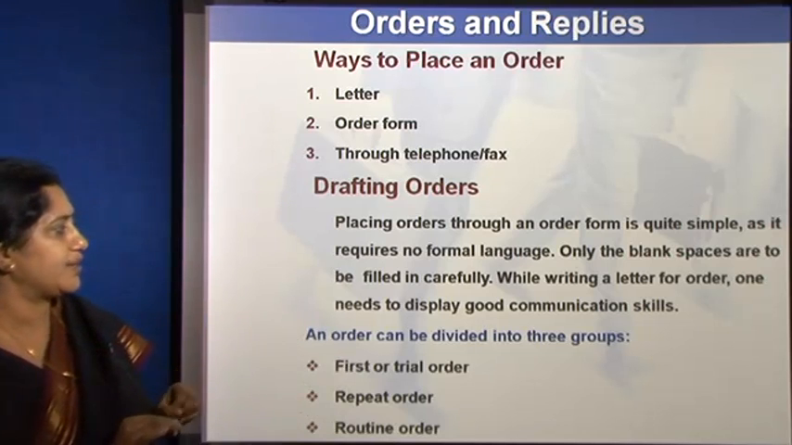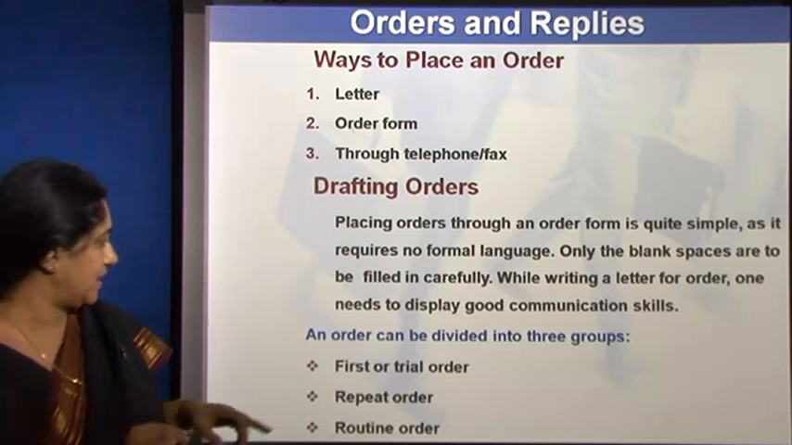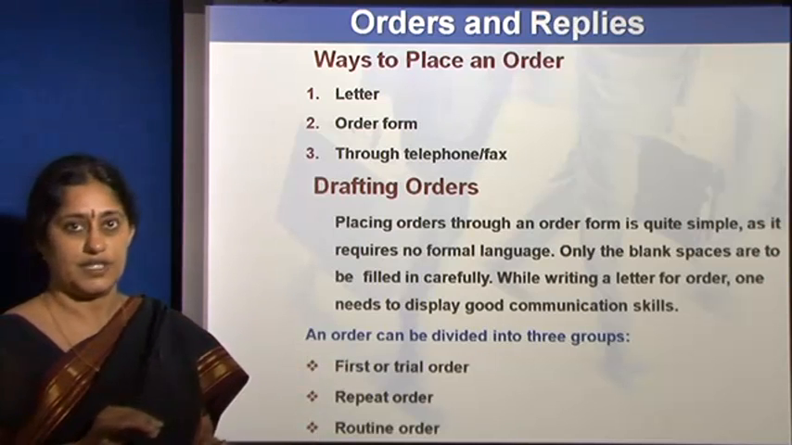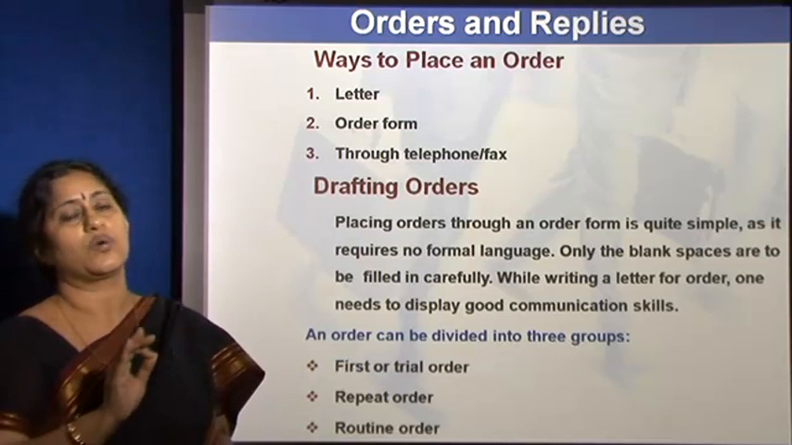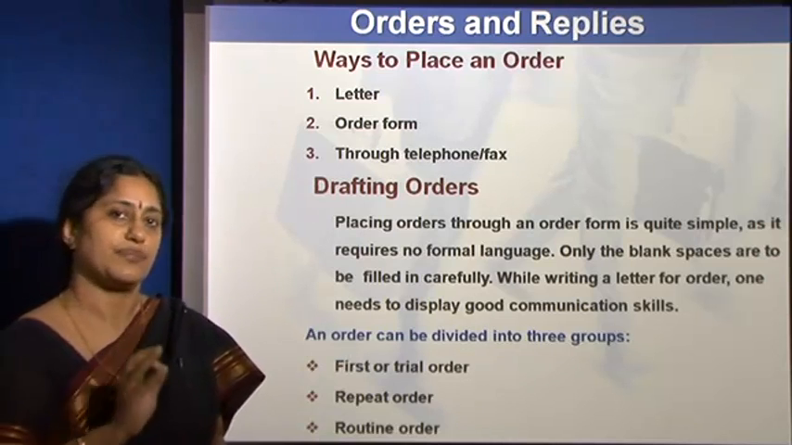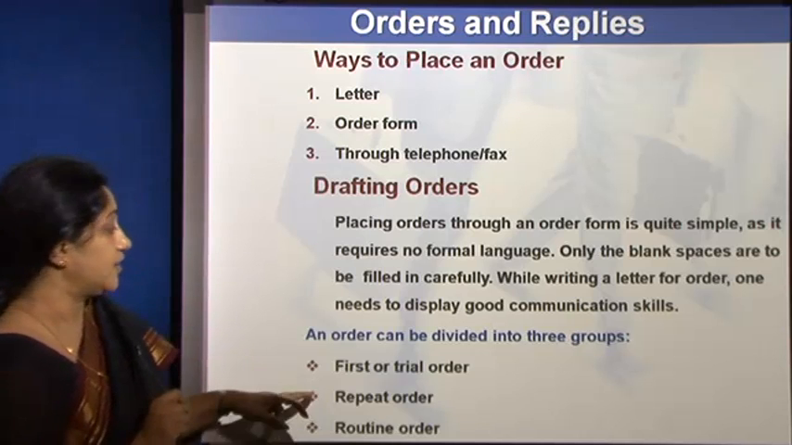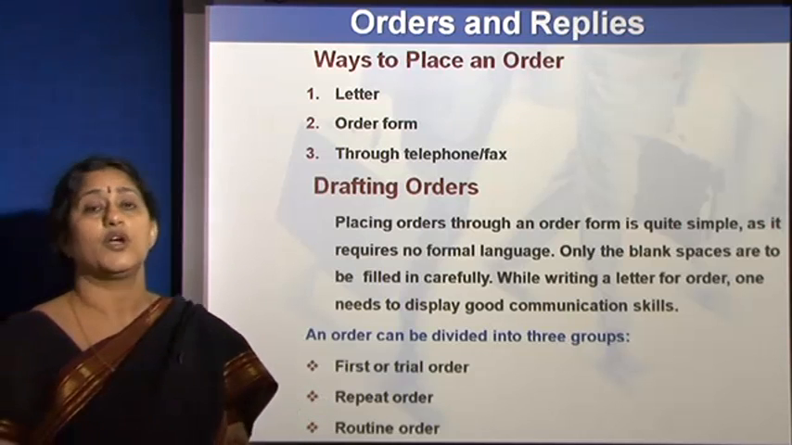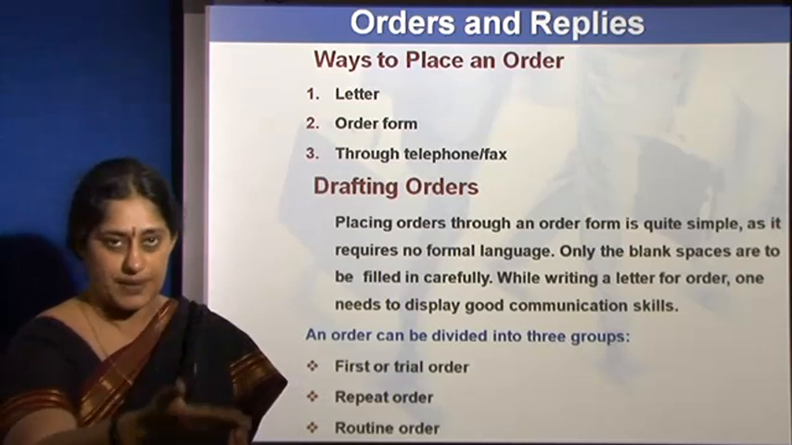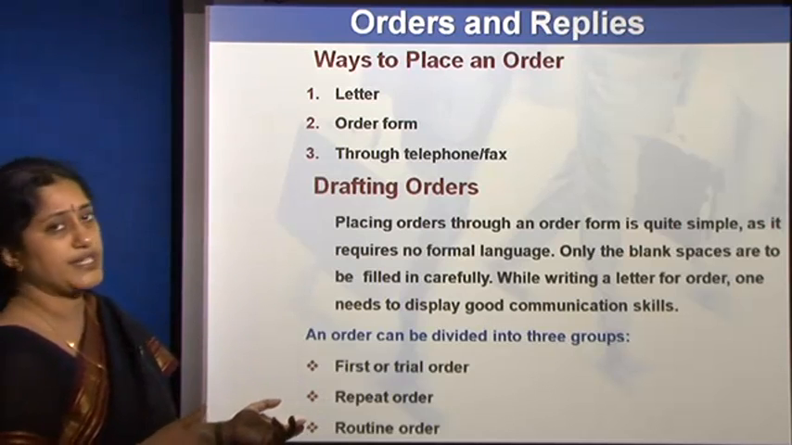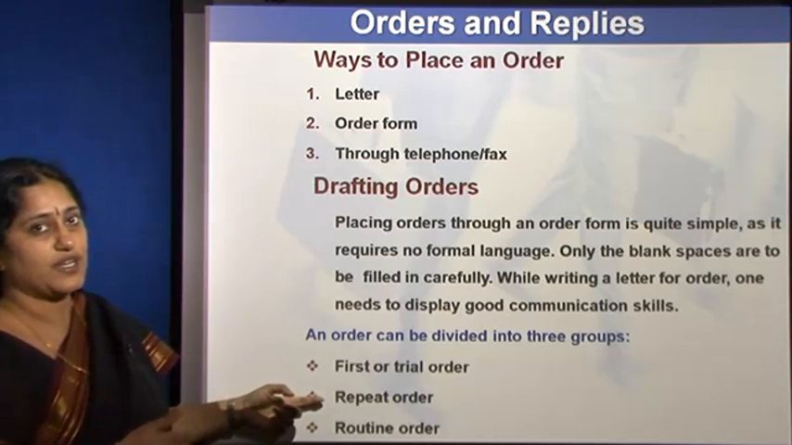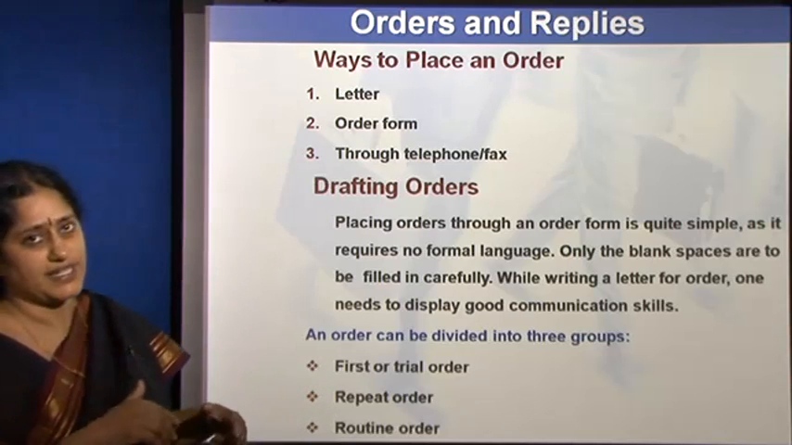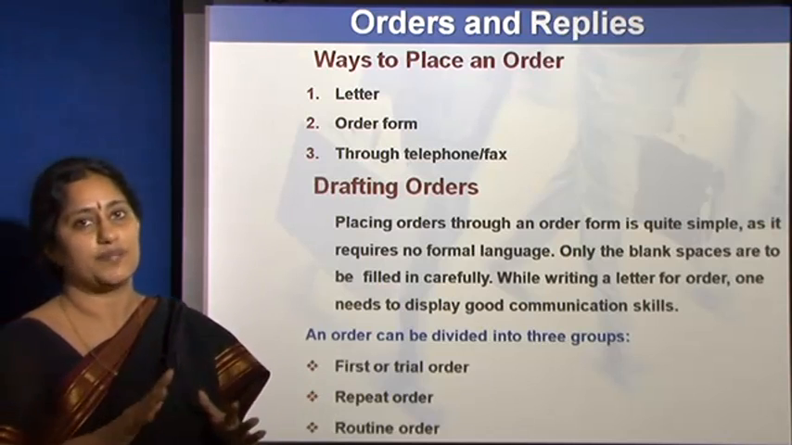An order can be divided into three groups. First or trial order. We may place the first order or a trial order because we want to see how the product or the service will be from that particular seller. Repeat order. I am very happy with what I have received before and I would like to place a repeat order. Routine order. So the first becomes repeat once we are happy, and the repeat becomes routine when we know we need that on a regular basis.